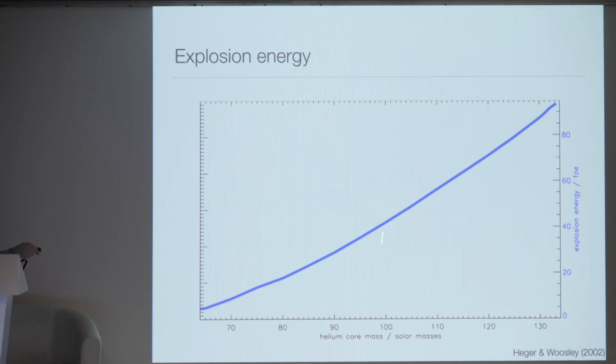Let's say if you have a 100 solar mass core, which corresponds to roughly 200 solar masses of the star, then the explosion energy will be like 40 times 10 to the 51, so 4 times 10 to the 52 ergs. So this explosion energy is much higher than the normal supernova explosion. If you go to the highest end, they can get close to 10 to the 53 ergs.